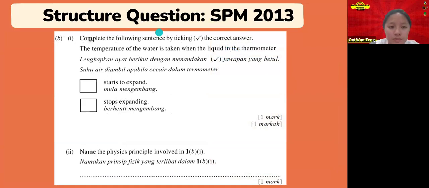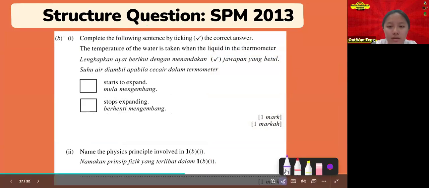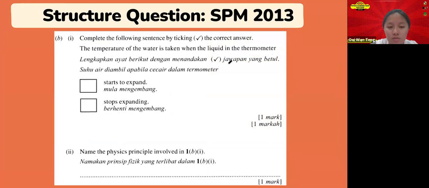Okay, now let's move on to B1. Complete the following sentence by taking the correct answer. The temperature of the water is taken when the liquid in the thermometer starts to expand or stops expanding. So can someone tell me the answer?